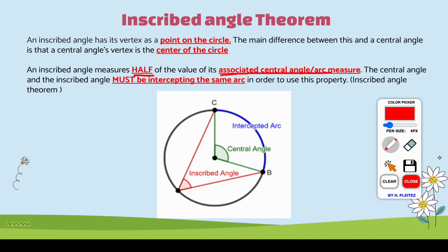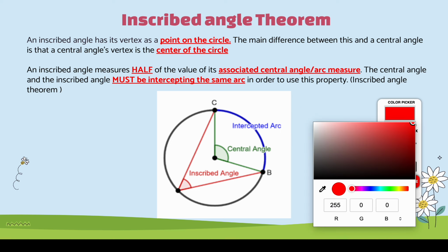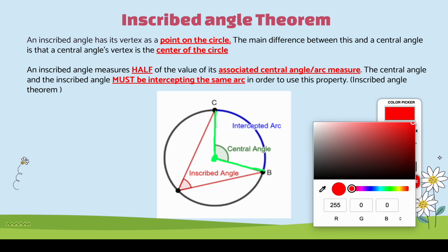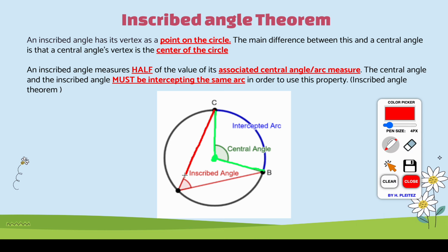So this is the diagram that I was talking about before, where in green, right there, we have our central angle, that the vertex is the center of our circle, right? So what this theorem is saying is that there's going to be an inscribed angle, which we see in red, that intercepts the same exact arc as our central angle.